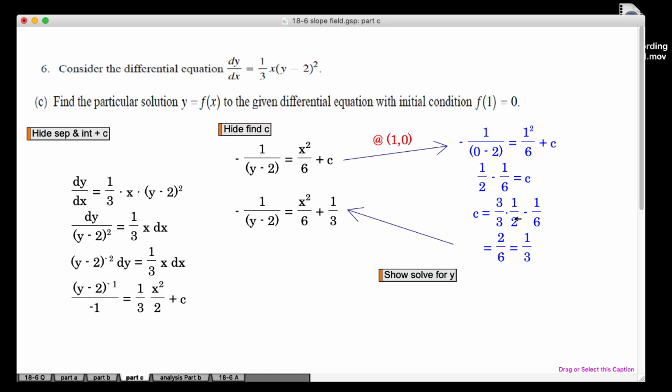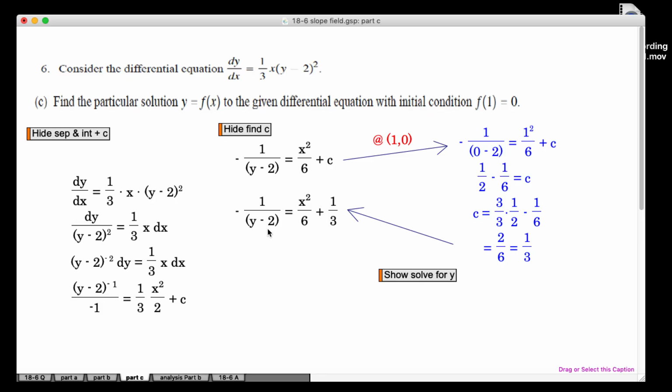Okay, so you have to just clean up this arithmetic over here. Now this is the key thing: wherever I substituted in 1, 0, this is where I got to plug back in for the constant c. So this expression is exactly the same, just take c out and put what it's equal to. c was 1/3, plug it in here. Now the only thing I have left to do is to solve for y.